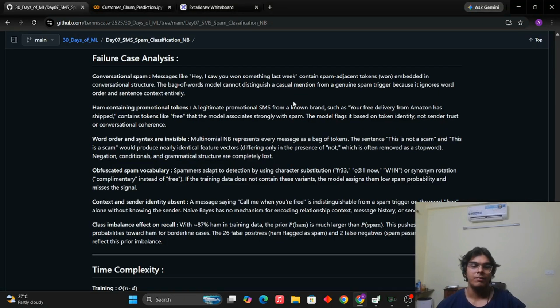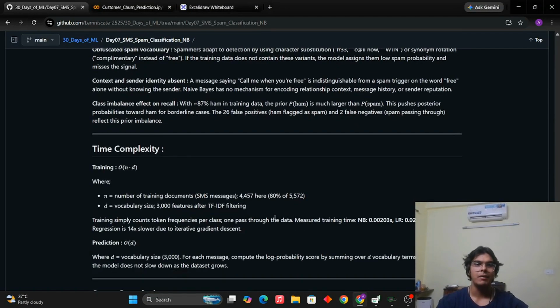Okay. Then there's this as well, the context and sender identity. So, "Call me when you're free" is a message that maybe your friend sends to you. And it has the word "free." So the model might get triggered and think, since the word "free" is mentioned, it's a spam message, whereas it is not. So these are some issues that happen.